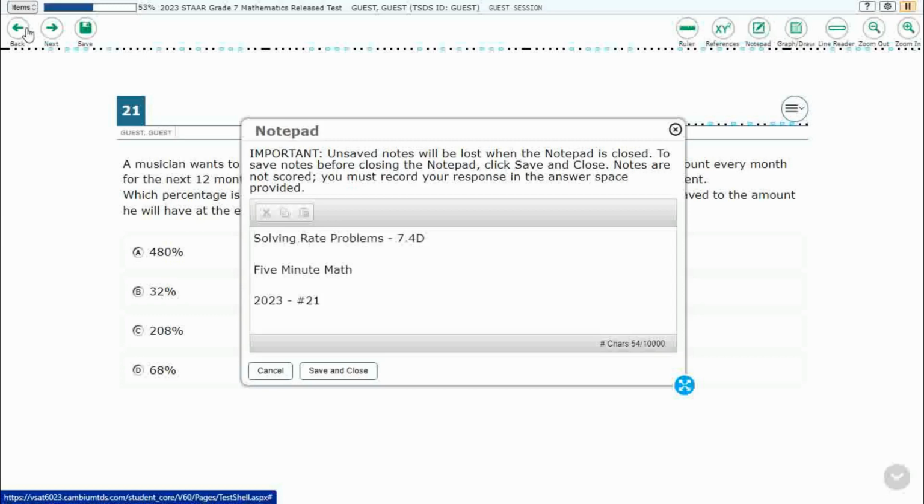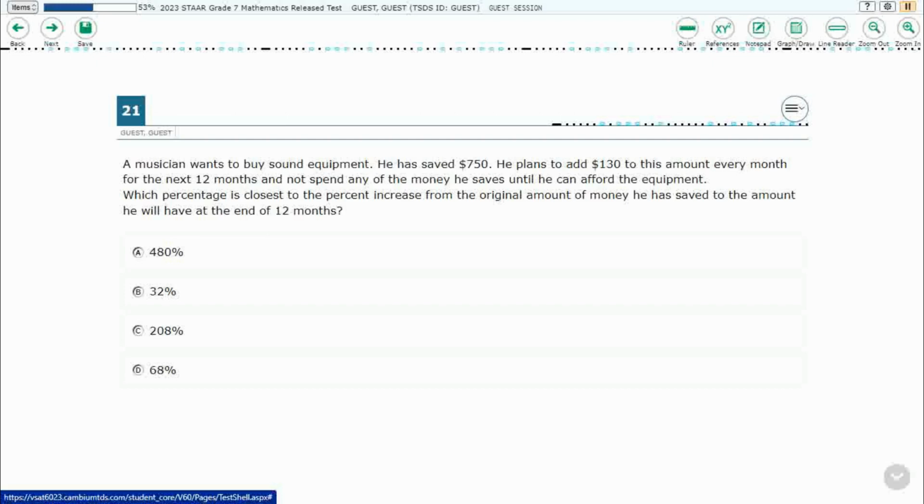Today we are looking at the 7th grade concept of solving rate problems. This is standard 7.4D in the great state of Texas, and we are using item number 21 of the 2023 released STAAR test. If you haven't done so already, please go ahead and take a moment to pause the video, work this problem out on your own, unpause it, and we will look at our answers together.